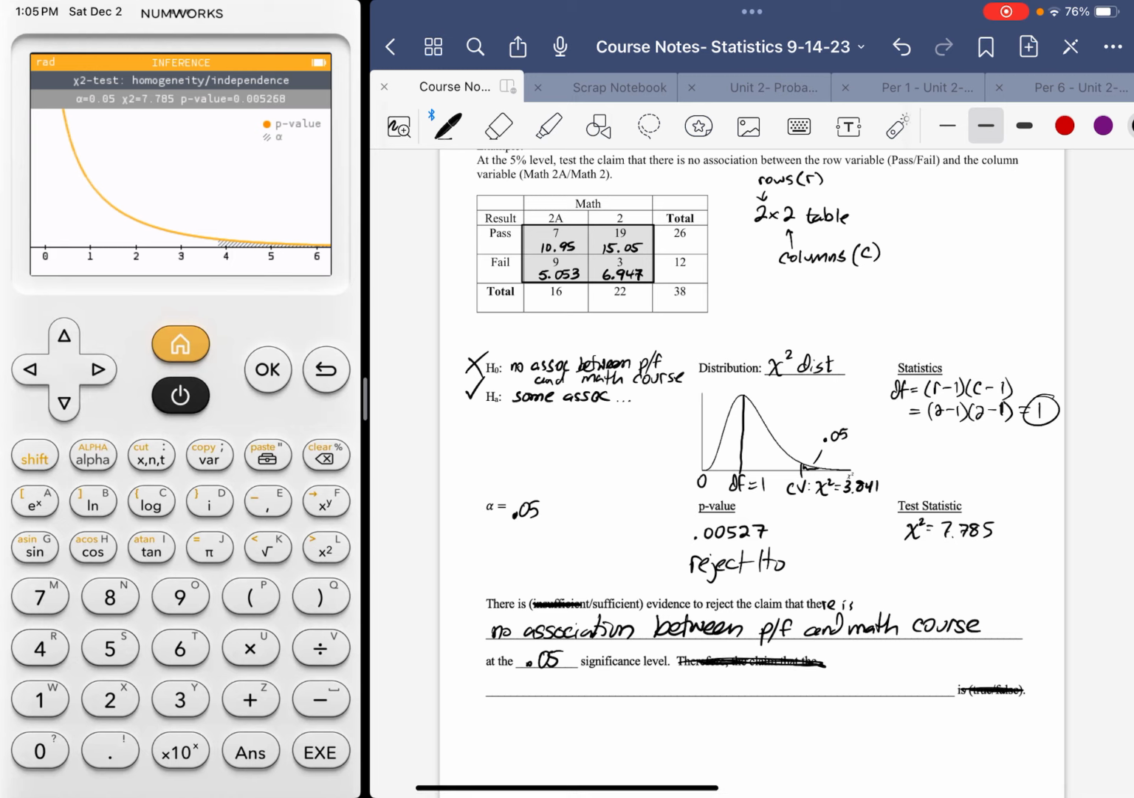But we think about what this means. There is sufficient evidence to reject the claim that there is no association. So that means that there is some association. They didn't really ask us that, but we're just kind of thinking it through. There is some association between those two variables. So whether you pass or fail is impacted by whether you're in 2A or 2, and vice versa. Whether you're in 2A or 2 may be impacted by whether or not you typically pass or fail. Right? So it's really the beginning of the conversation rather than the end, but it's enough evidence to say that the conversation should move forward.